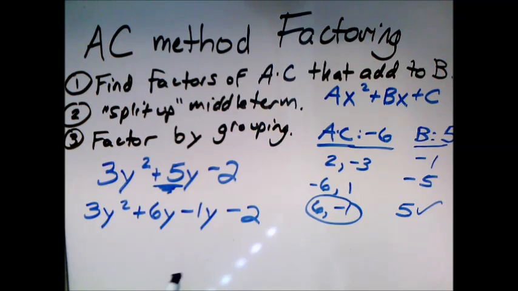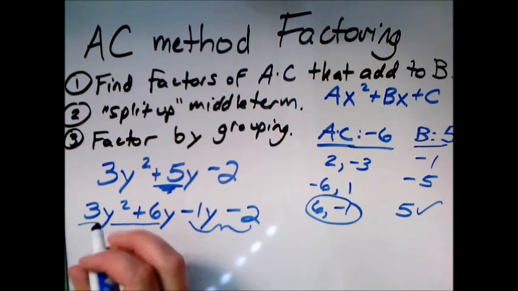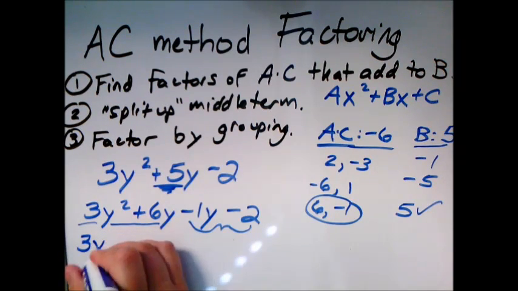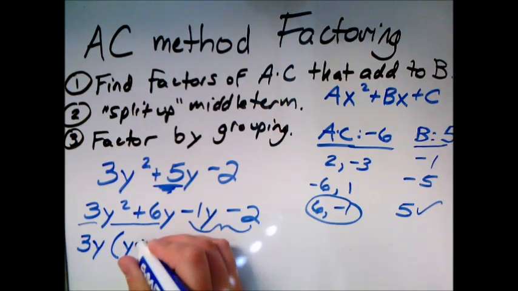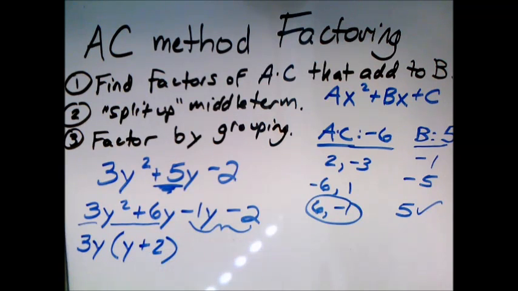So step number 3 is factor by grouping. Notice when we split it up, we end up with two groups of 2. Here's 2 terms, and here's 2 terms. So let's see what we can factor out of these. So 3y squared and 6y, I can factor a 3 out, and they both have a y. And I'd be left with y plus 2. I'll check on that, multiplying. That multiplies to that, and 3 times 2 gives me 6y.